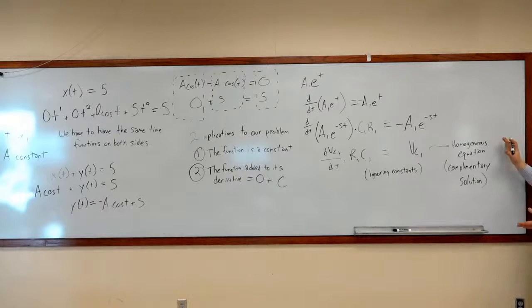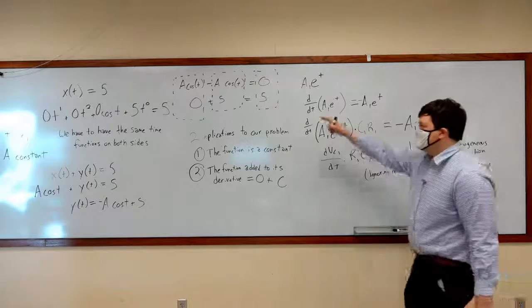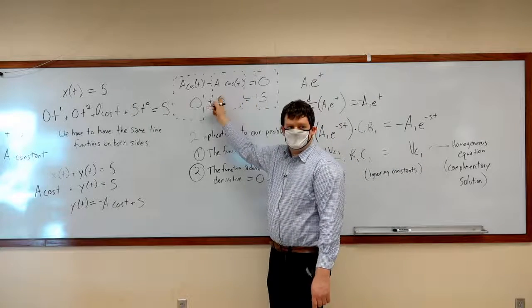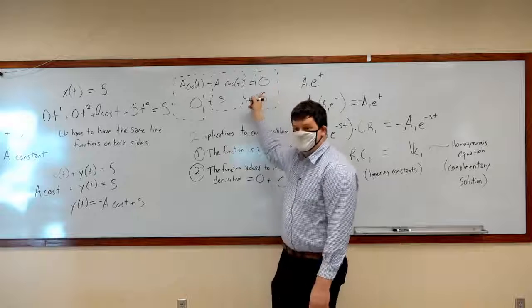This is our homogeneous equation, which is our complementary solution. Here, this is the complementary solution to y of t. It's the part that sums to 0.